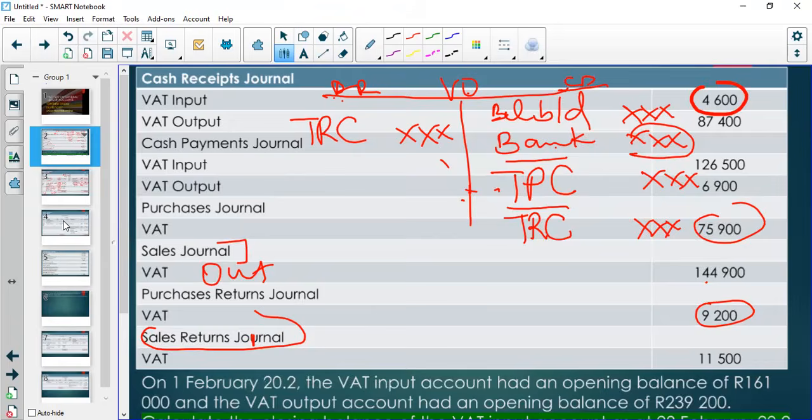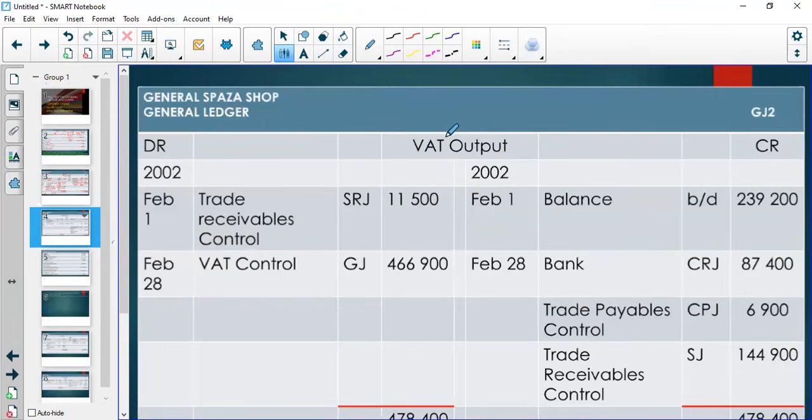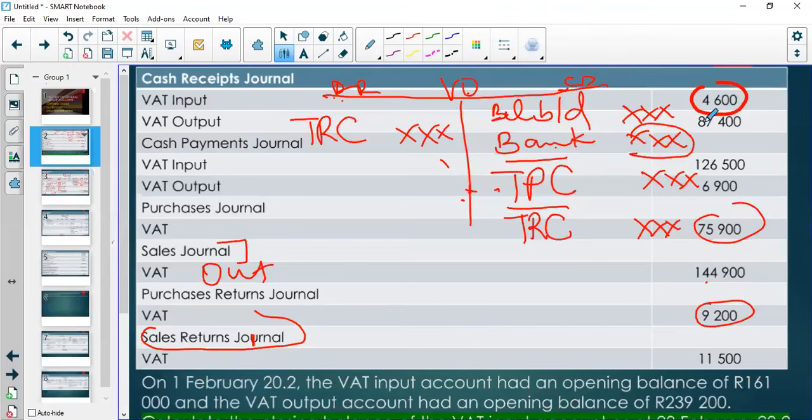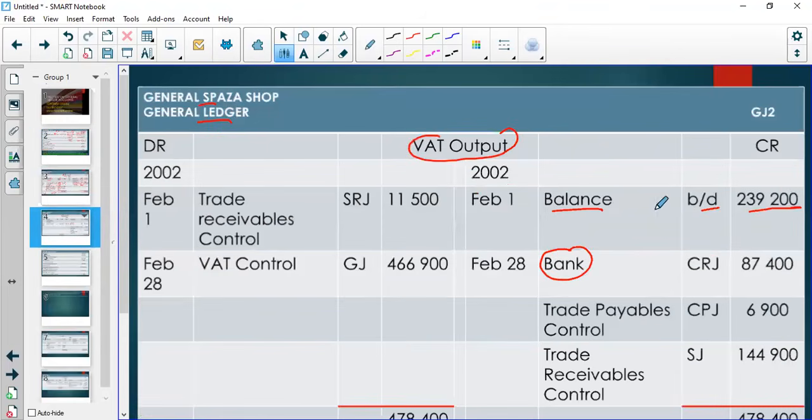So if you go to the example that we have, the name of the entity, then general ledger, then VAT. Your balance is always here. So this is the bank entry. Remember that there's cash in the cash receipts journal, there's VAT output. Where does it come from? From cash sales. Cash sales are received in the bank. That's why we have the bank as the account that was debited.